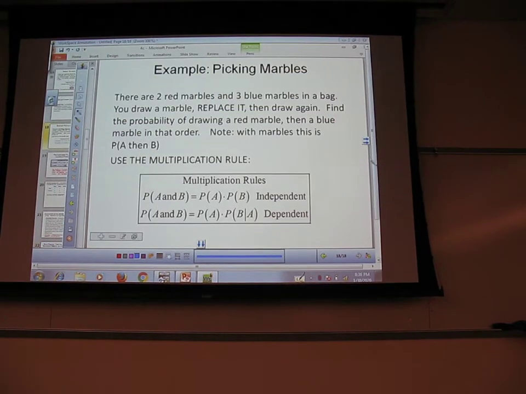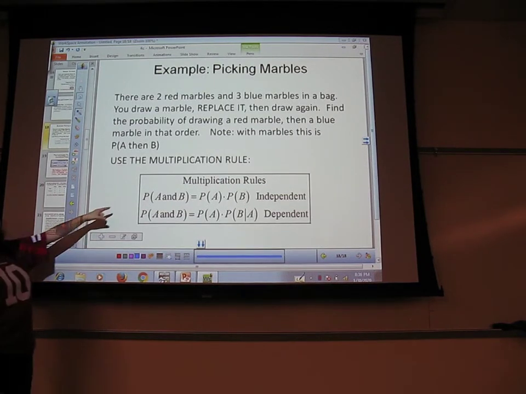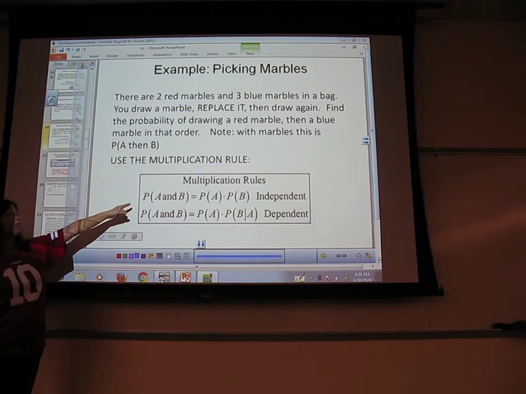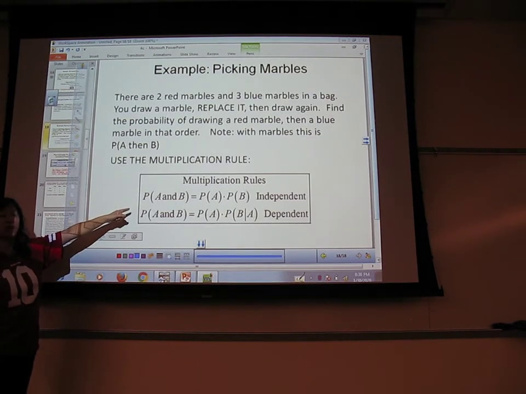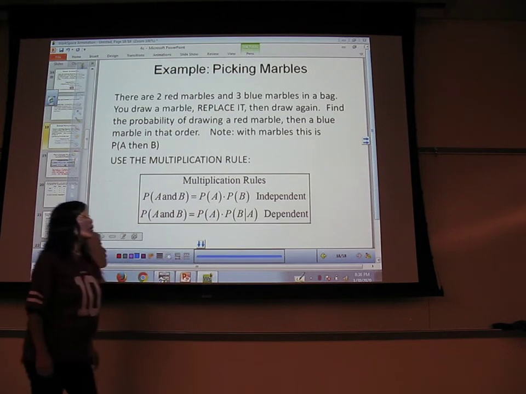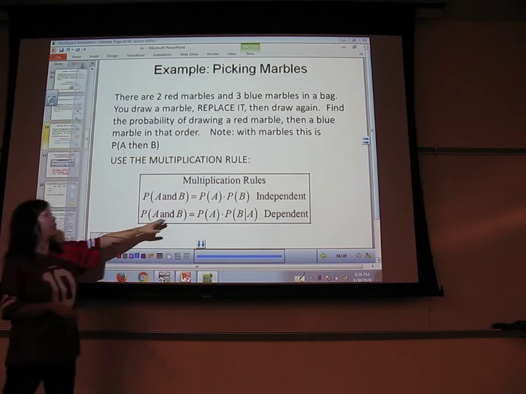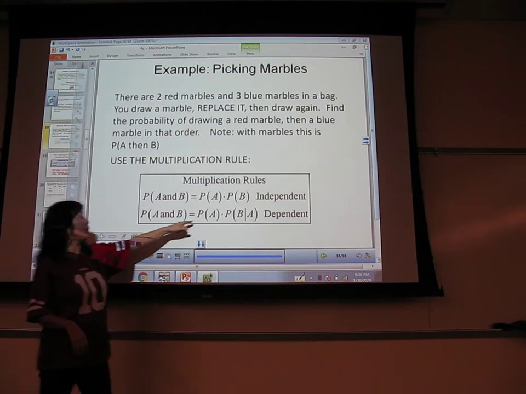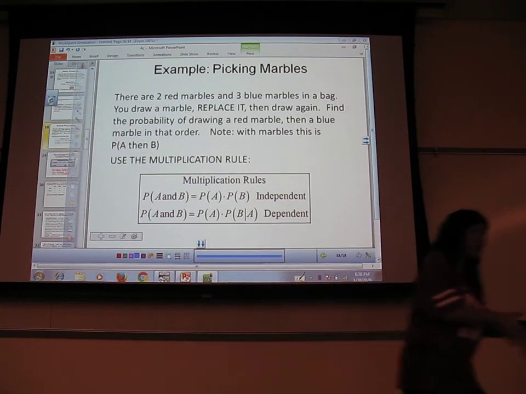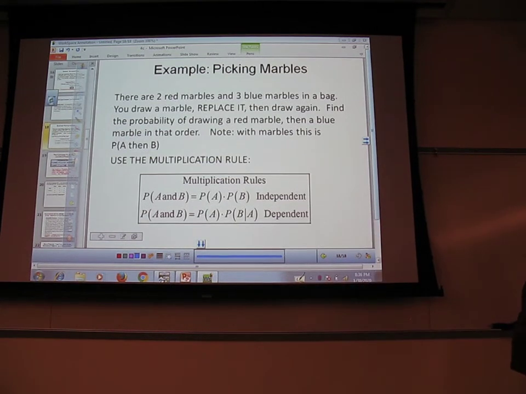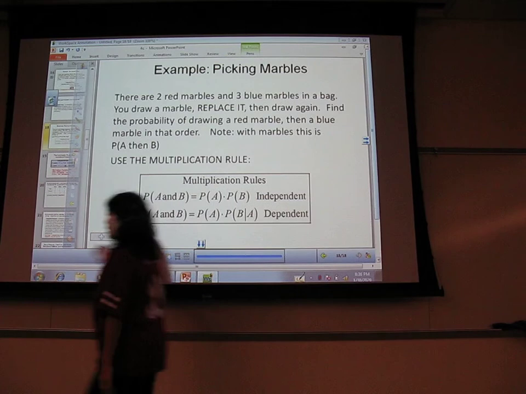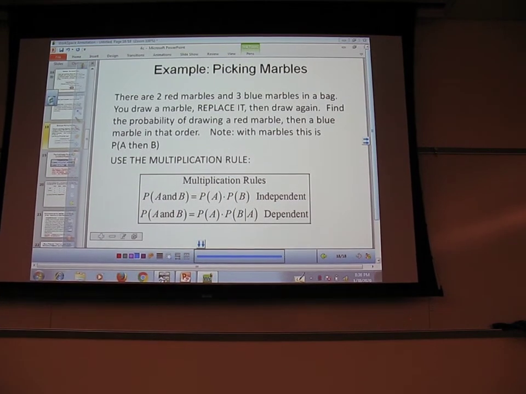Now, this is just pointing out that the one you did earlier, they're independent because we replaced the marble afterwards. So you just multiply the probabilities. But the next one we're going to do is when they are dependent. So instead, you find the probability of A, so you take that path, and then you find the probability of B given A has happened. So we're going to take a look at this right now with the dependent.